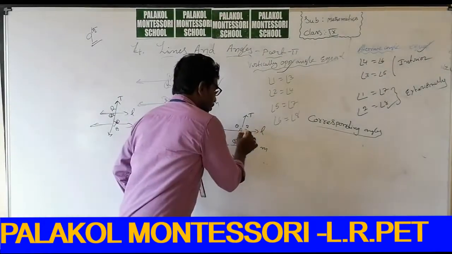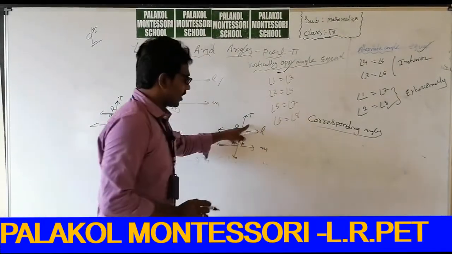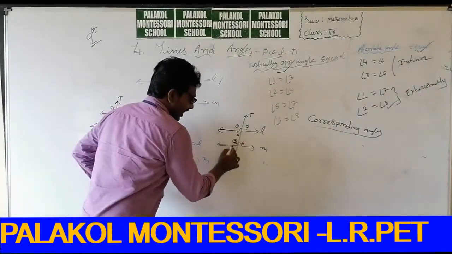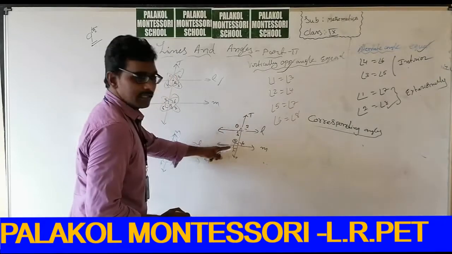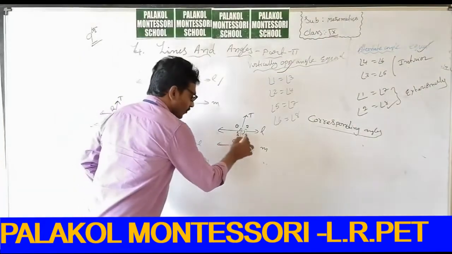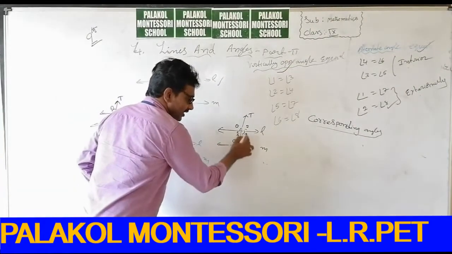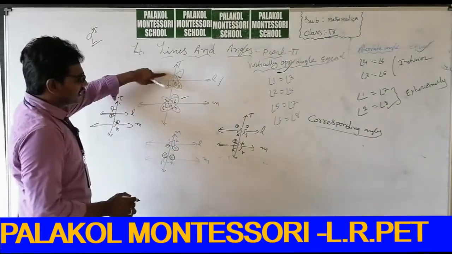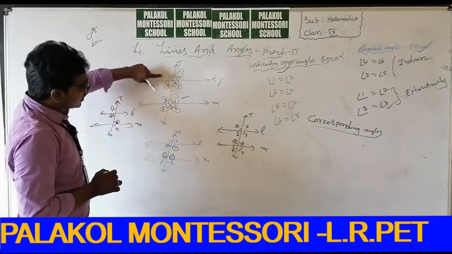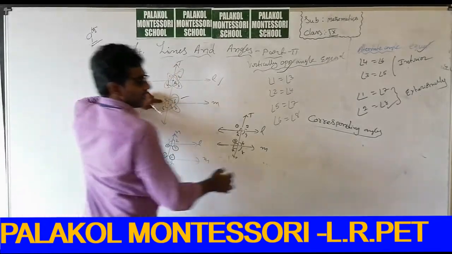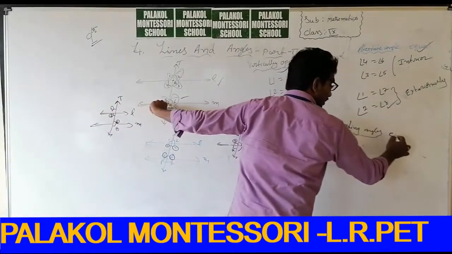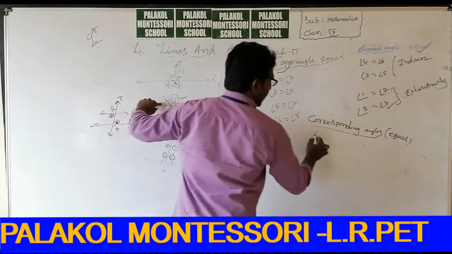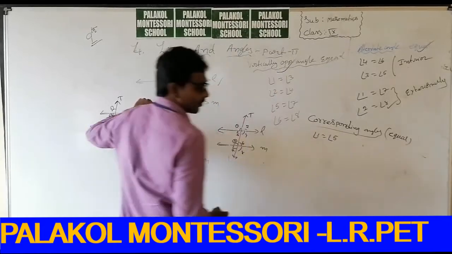Here angle 2 and angle 6, these are called corresponding angles. Now see angle 3 and here angle 7, these are corresponding angles. Angle 4 and angle 8, these are corresponding angles. Now you apply this to the main diagram. Here in this case, what are the corresponding angles? Angle 1, angle 5. So for corresponding angles, what is the relation? Equal. So angle 1 is equal to angle 5.